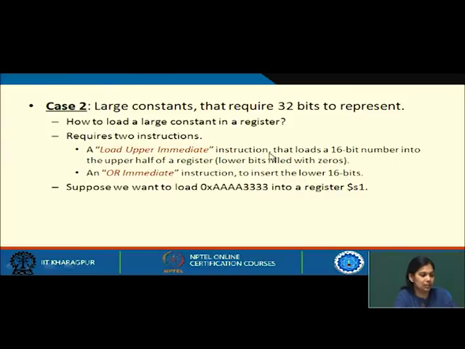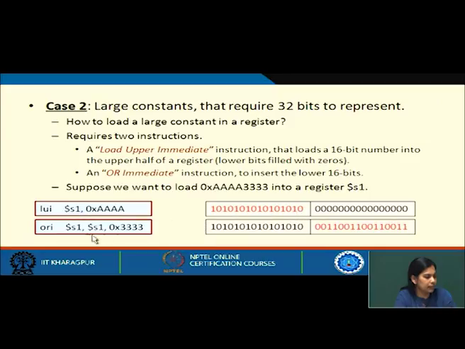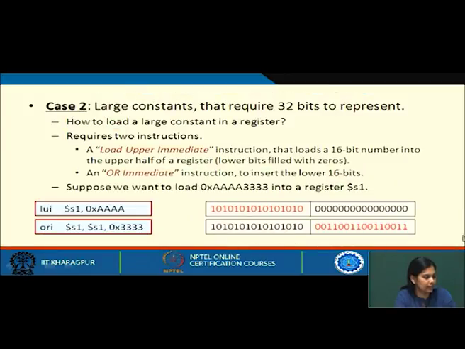instruction to insert the lower 16 bits. So, using these two instructions, we can load a 32-bit number into a register. A 32-bit number cannot be loaded with a single instruction, rather it requires two instructions to do this. So, with load upper immediate, first we load this here and then OR with this 0x3333. So, we OR with this and finally, we get that entire thing.